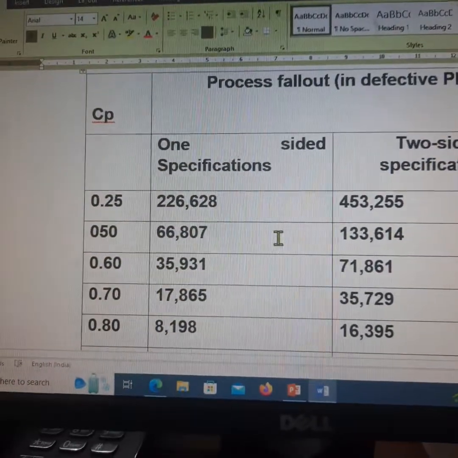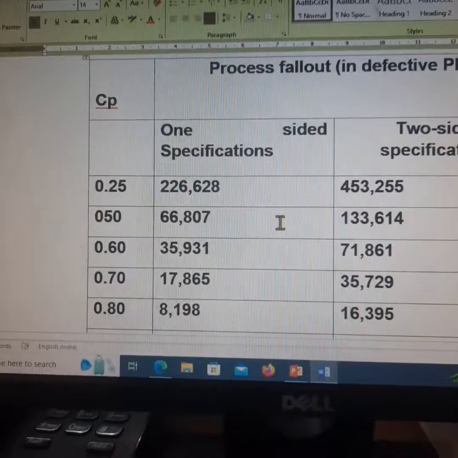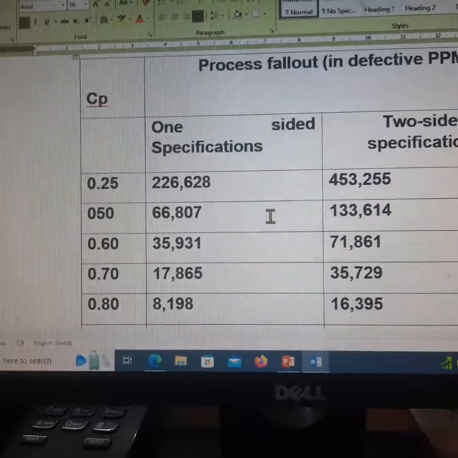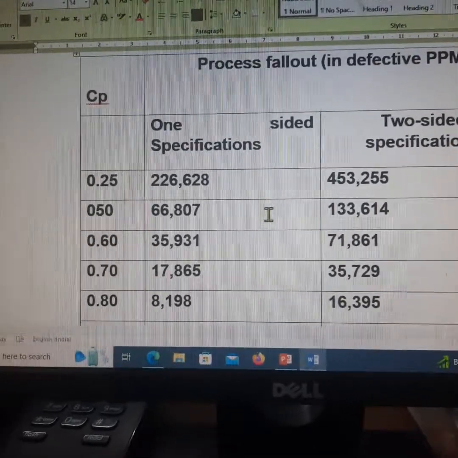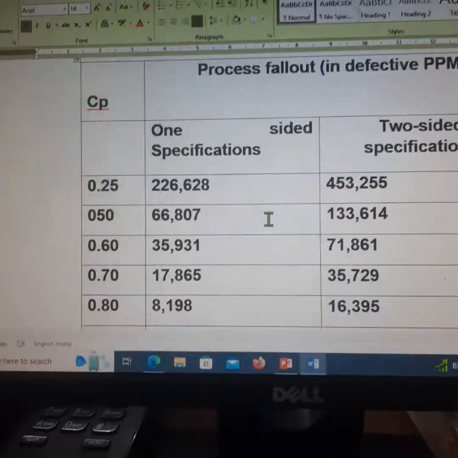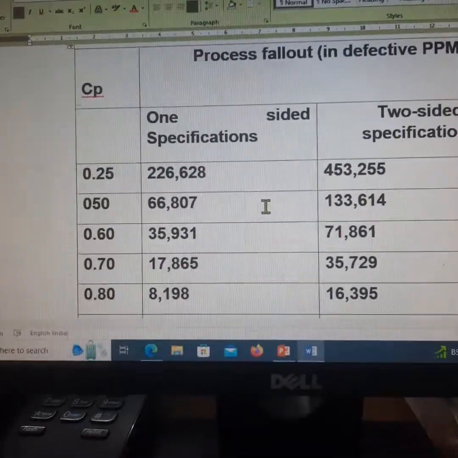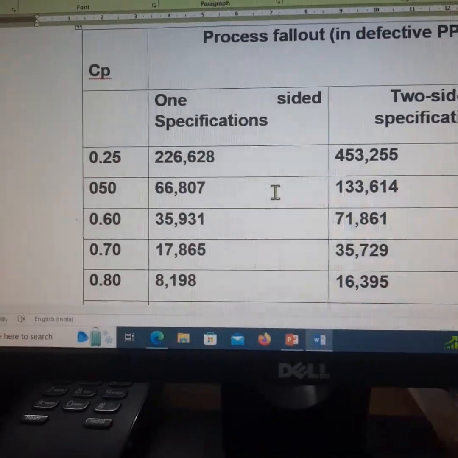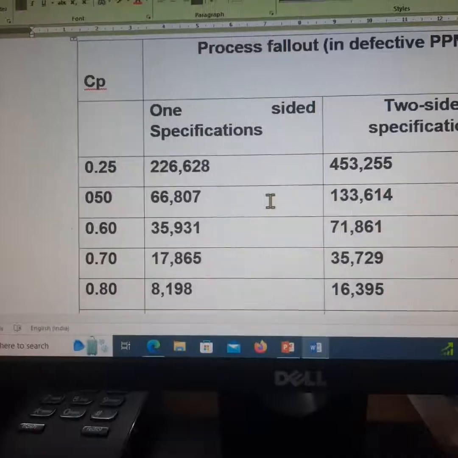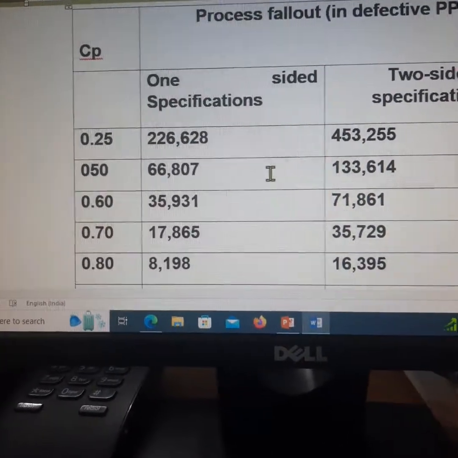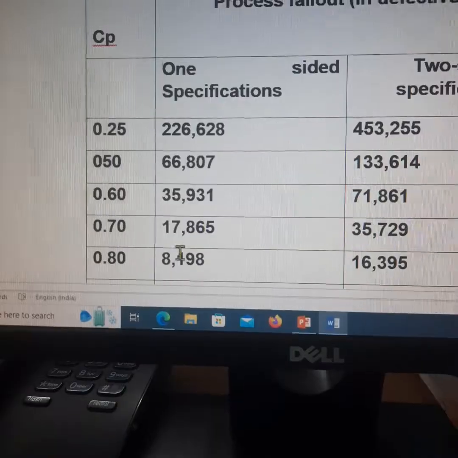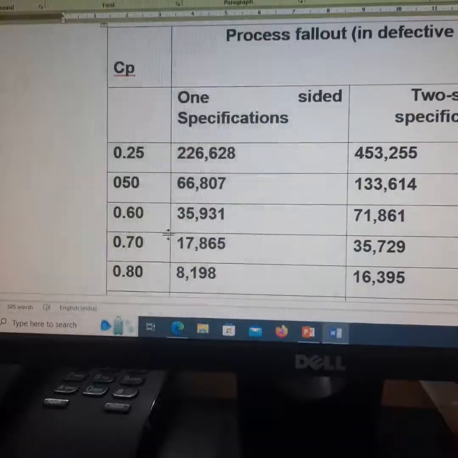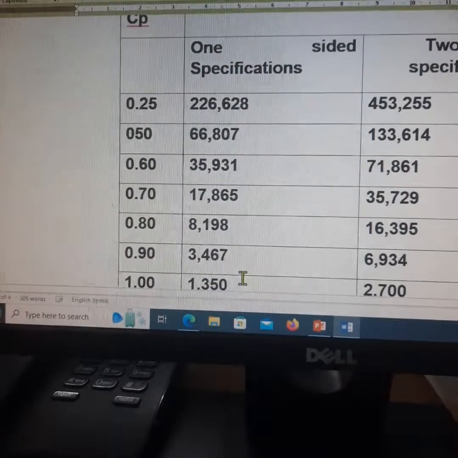What is one-sided specification? In some cases, only one limit is given. If you want to give a specification for the strength of a beam, the minimum strength of the beam will be given, and the maximum strength can be anything. So it is called one-sided specification. The strength of a beam is given with only the minimum side; the maximum side is not given. So it comes under one-sided specification. If you want to find the ppm defect for such a one-sided specification, you have to refer to the first column.